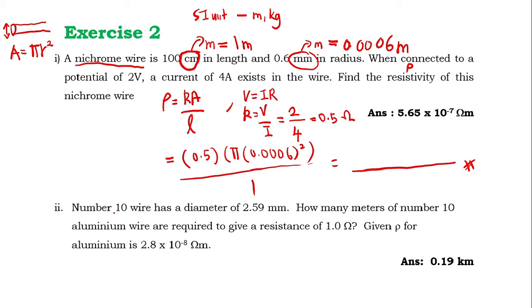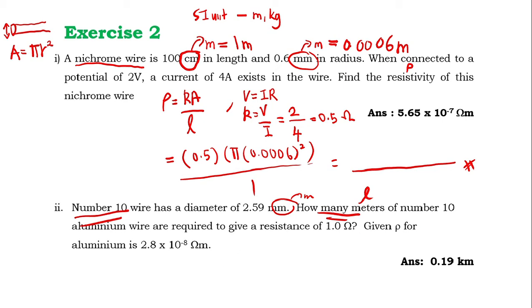And then dia kata number 10 wire has a diameter 2. Okay, tukar to meter. How many meters of number 10 aluminium wire are required to give resistance 1 given density? So dia nak cari apa? How many meters of number 10 wire? Ni nombor wire. Okay, so how many meters? Maksudnya dia nak cari L. So boleh buat sendiri ni awak buat sendiri.